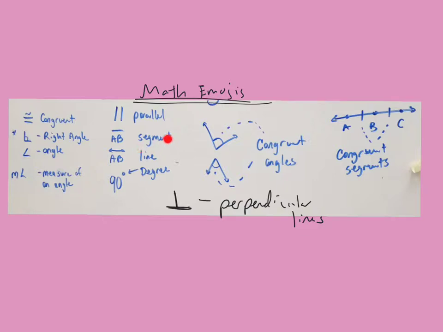So a segment is two uppercase letters with the bar on top. Two uppercase letters, not lowercase. A line has two uppercase letters with a double arrow on top. So arcs are congruent. If we have congruent angles, they're going to have the little arcs. These arcs that go in here are what make this congruent. So congruent angles are defined by arcs, and congruent segments are defined by dashes. That's kind of the main stuff you're going to need for this section.